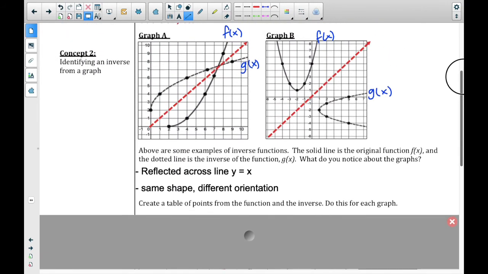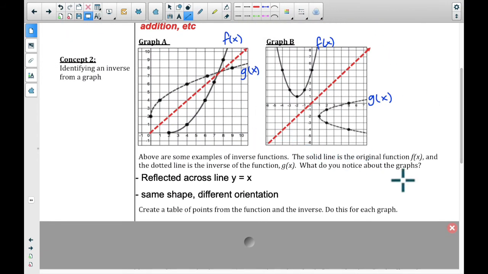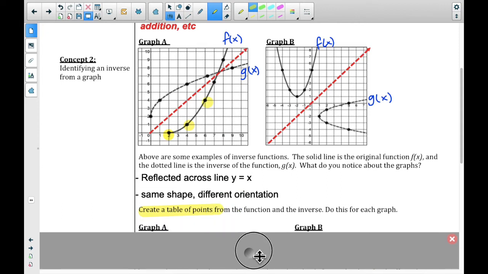So the next thing I want you to do, building on those observations about the inverses, is to take a minute now and create a table of values, a table of points, from the function and its inverse. Do this for each graph. So in other words, here's the point 2, 0, here's the point 4, 1, here's the point 6, 4, etc. Will you take a minute and put those in your XY tables that are listed here?